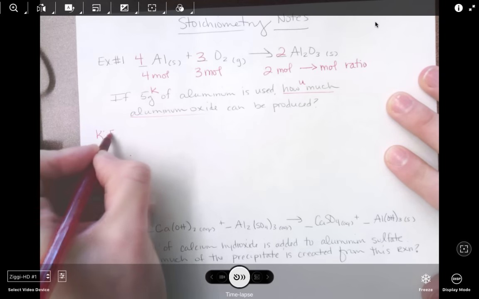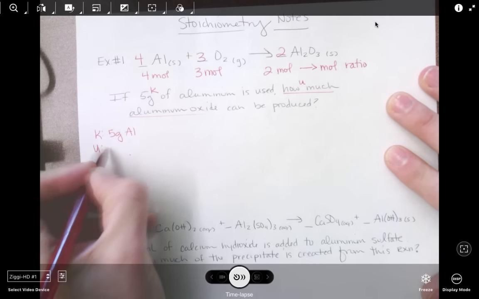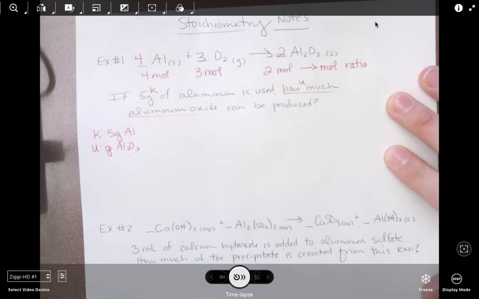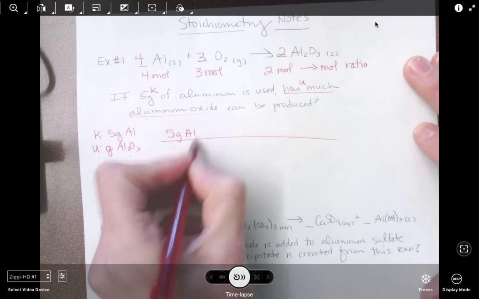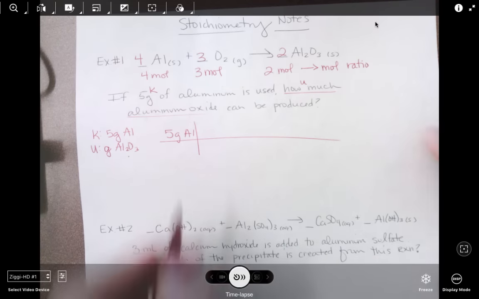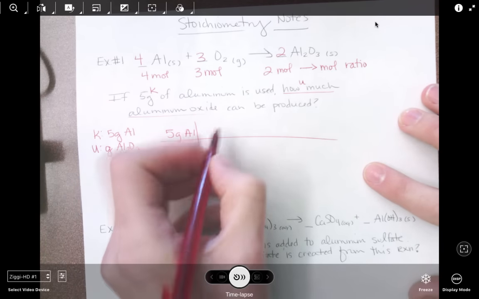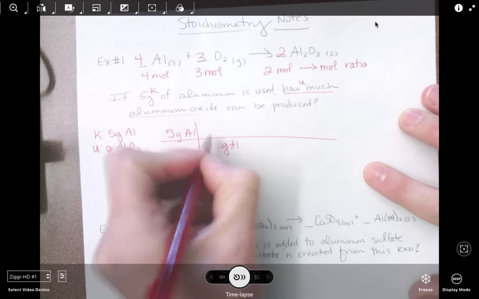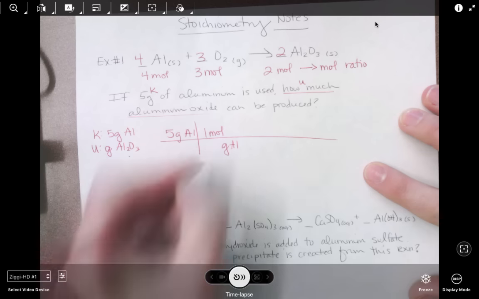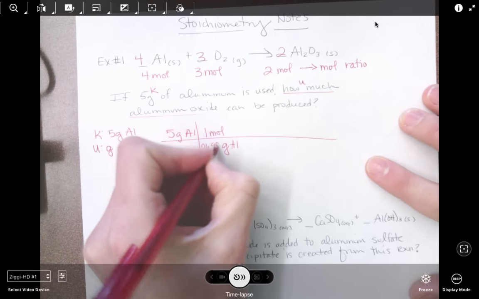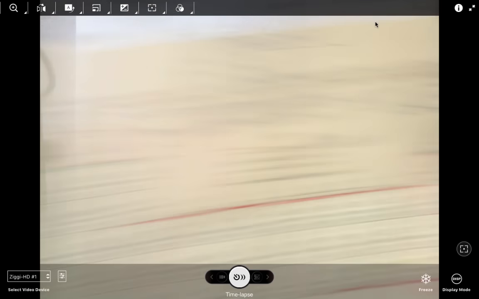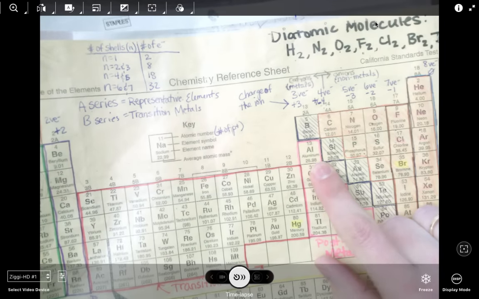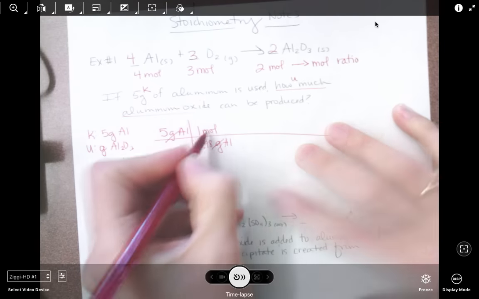So my known is that I have 5 grams of aluminum, and my unknown is the mass, or how much, of aluminum oxide I'm looking for. So you start with what you know, set it up into a T-chart. I know I have 5 grams of aluminum. The only place I can go out of grams is into the mole, so I'm going to put grams of aluminum down here for every 1 mole of aluminum. The molar mass of aluminum is 26.98 off the periodic table. So I'm out of grams of aluminum into the mole of aluminum.